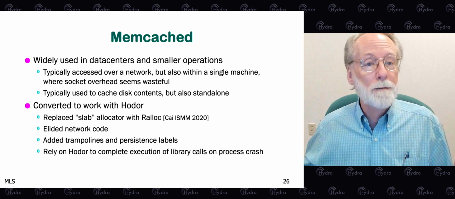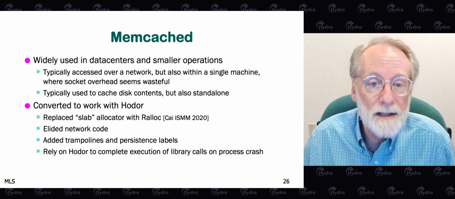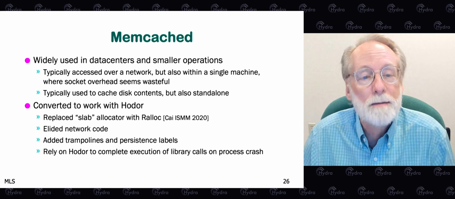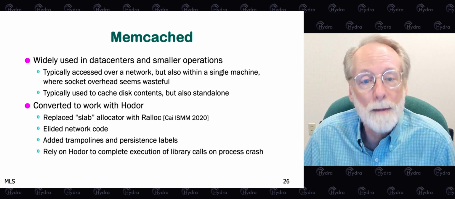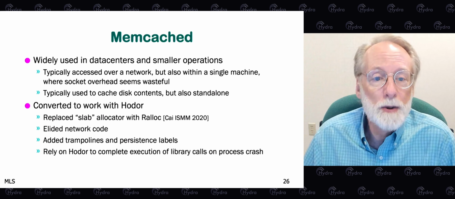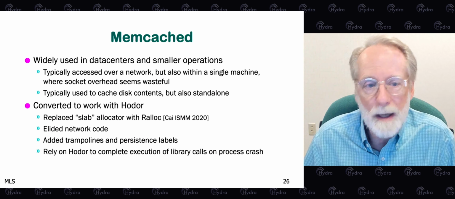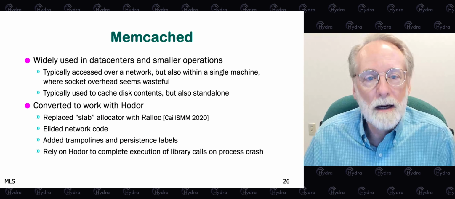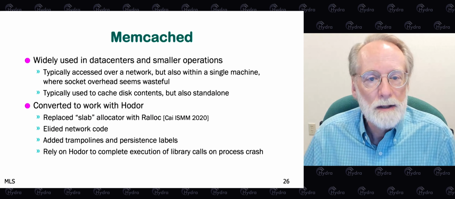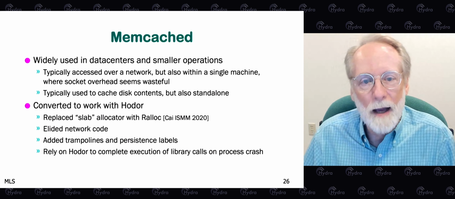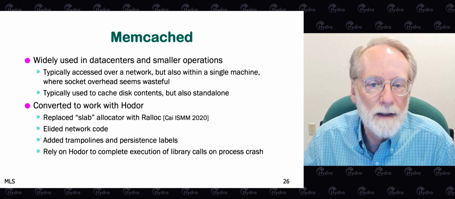Memcached is a key value store that is widely used in academia and industry. It's used in a lot of data centers with large numbers of machines. It's also used in smaller operations, a lot of small e-commerce sites that run on individual shared memory multiprocessors use Memcached to hold information about their backend database or file system. Typically, processes access Memcached over the network. So in a data center, you'd have a server that's running Memcached, and other machines would send requests over the network for information in the key value store.